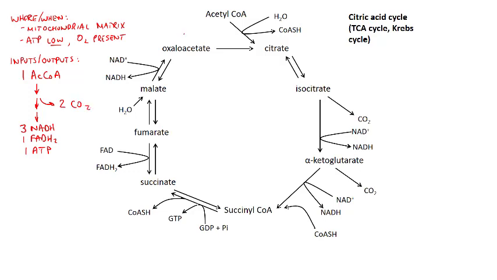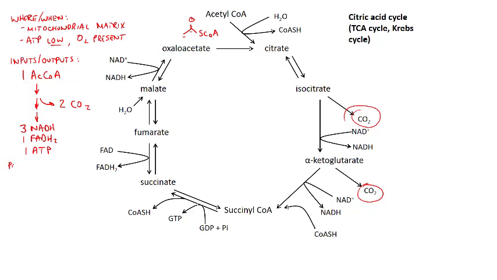All right, so notice that acetyl coenzyme A has 2 carbon atoms in it that can be oxidized, and in the process of going through this cycle, we release 2 CO2 molecules. So the citric acid cycle is where most of our CO2 ends up being formed.